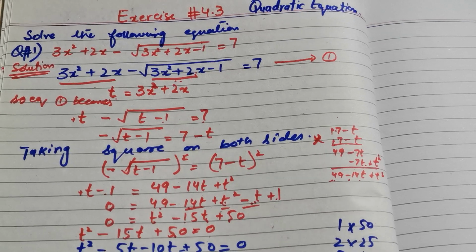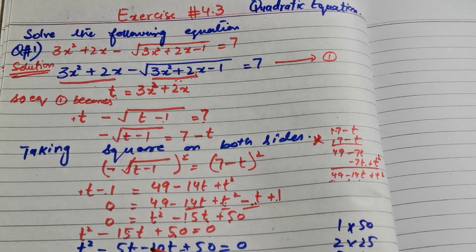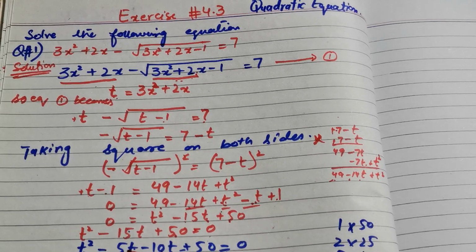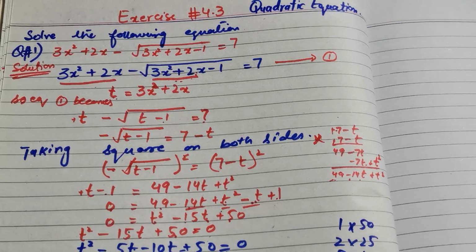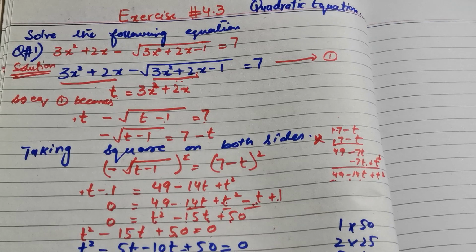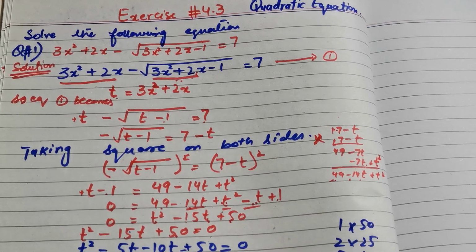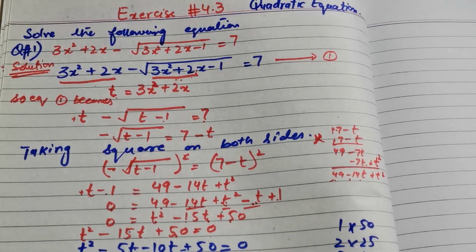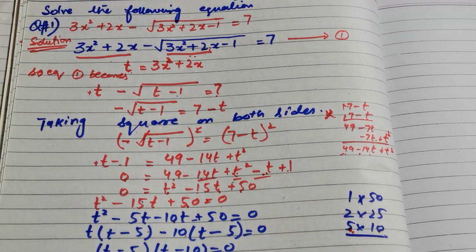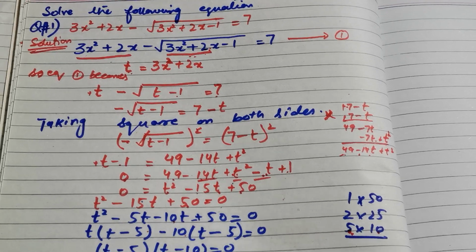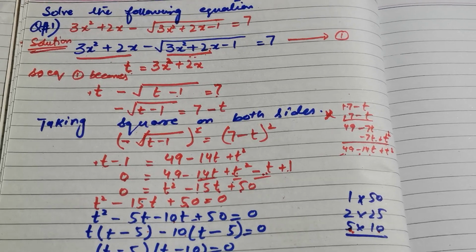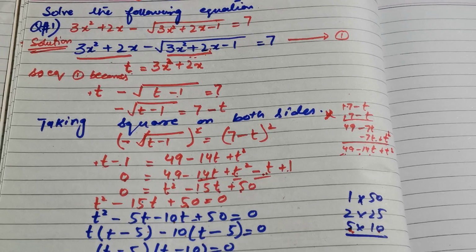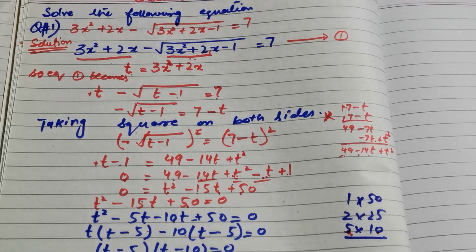Now after breaking the middle term, we will take t common: t into t minus 5, and minus 10 into t minus 5. So t minus 10 and t minus 5 is equal to 0. First of all, take t minus 5 is equal to 0. Next, t minus 10 is equal to 0. t minus 5 becomes positive 5, t minus 10 becomes positive 10.